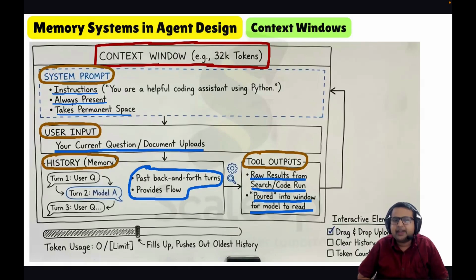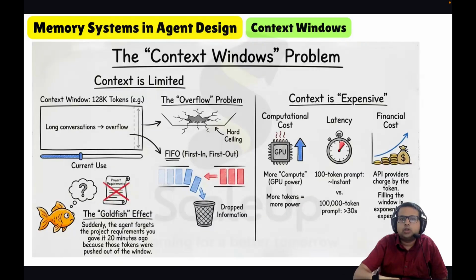So now it's very clear that the context window contains the system prompt, the instructions given to the large language model, user input, history, the memory, and the tool outputs. Now let us discuss the context problem.